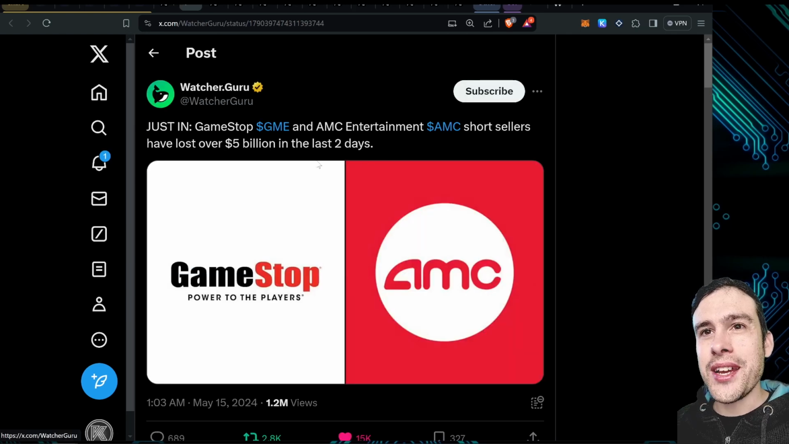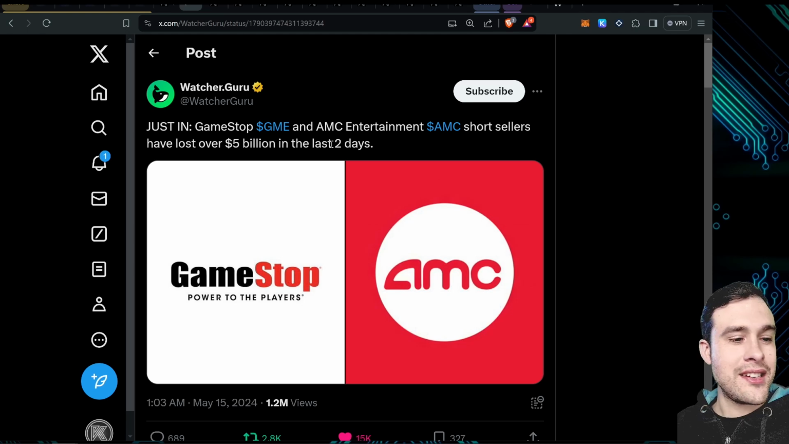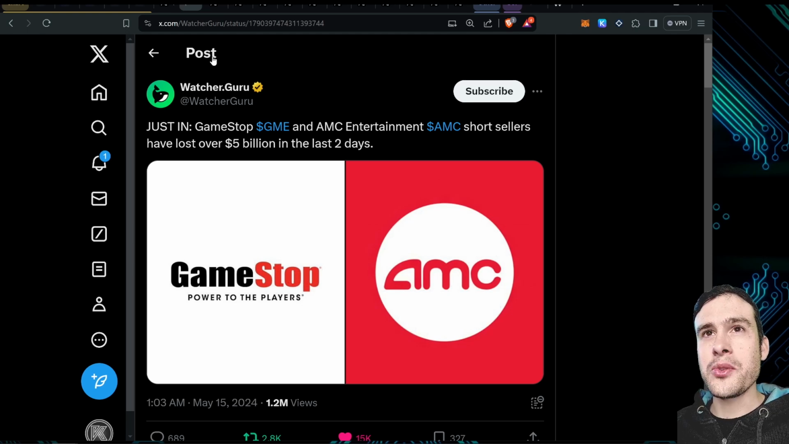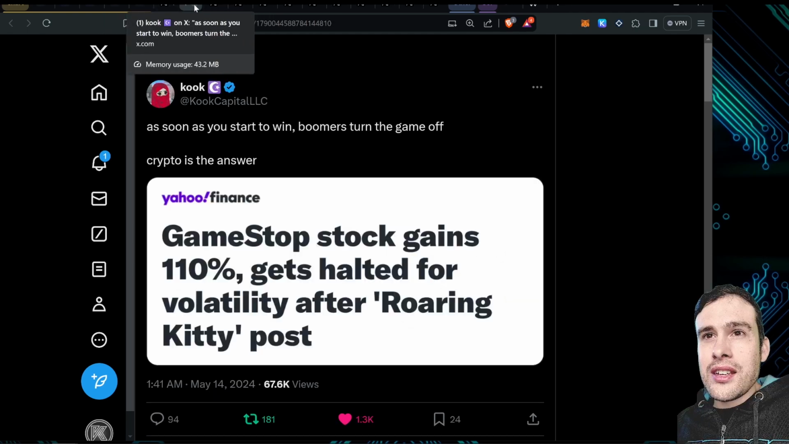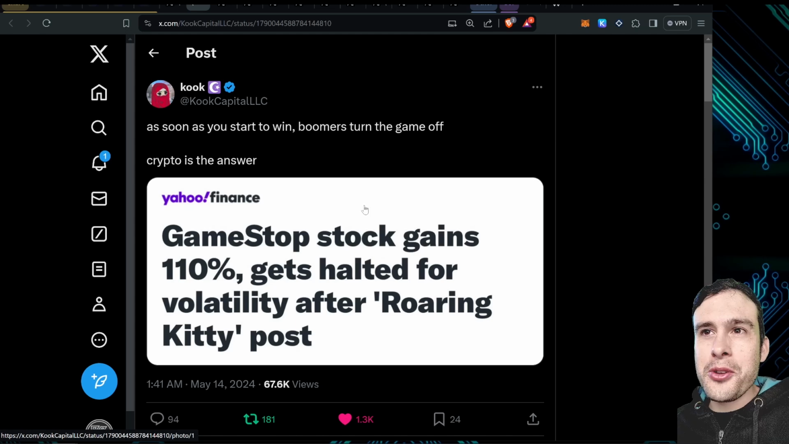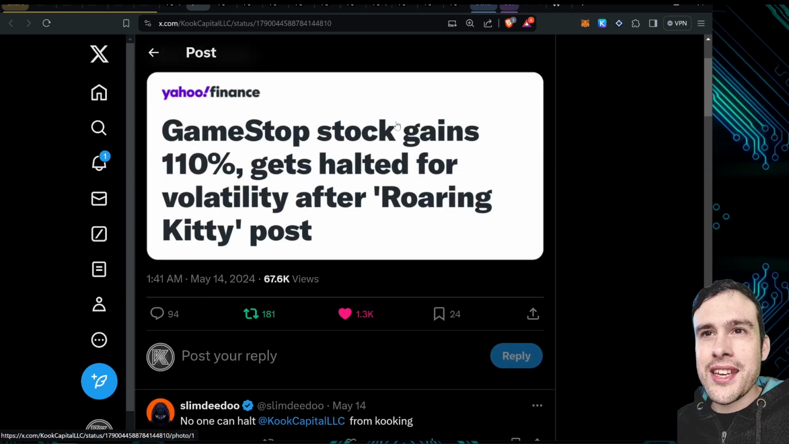But that's not all. Over the last 2 days, there's been 5 billion in shorts liquidated or stopped out. So it's just kept continuing. It got even more intense, 1 billion to 5 billion in just a couple of days on GME and AMC. So that's proof that this is just for sure another short squeeze. But the thing is, as soon as you start to win, the boomers turn the game off, right? So crypto's the answer. And where's the best place to play this?